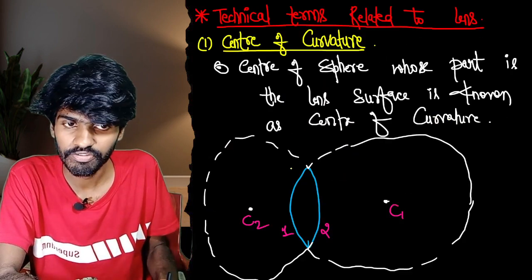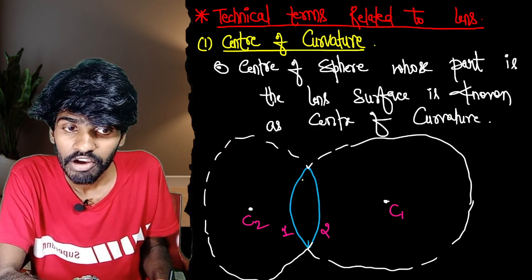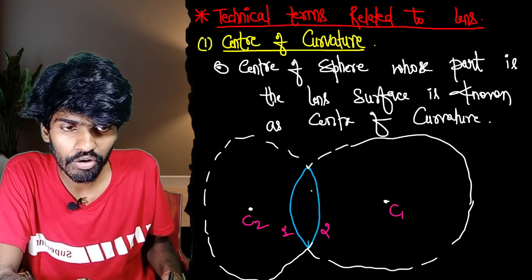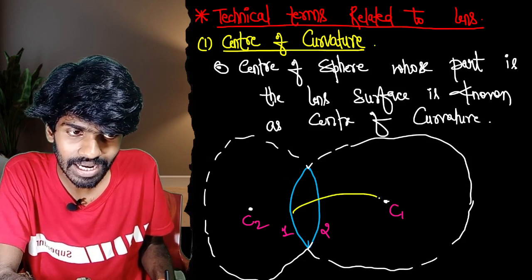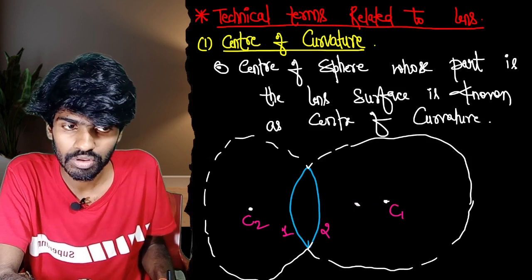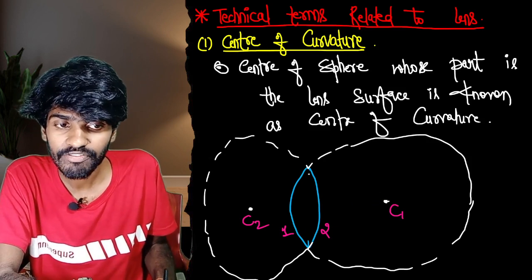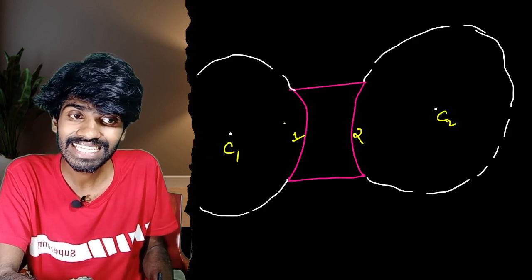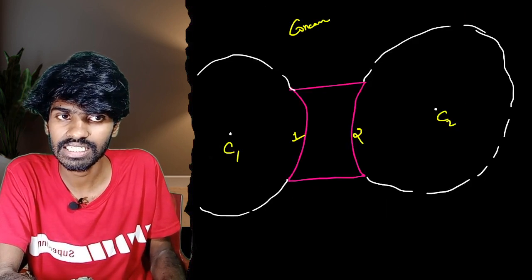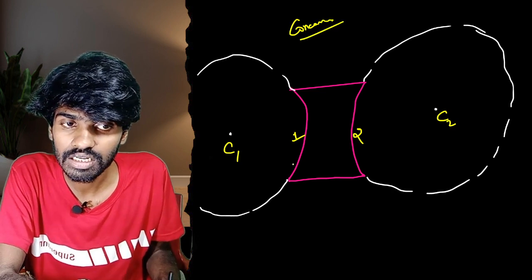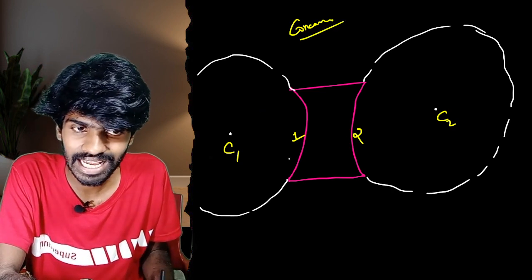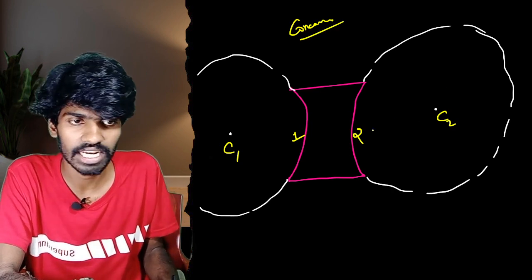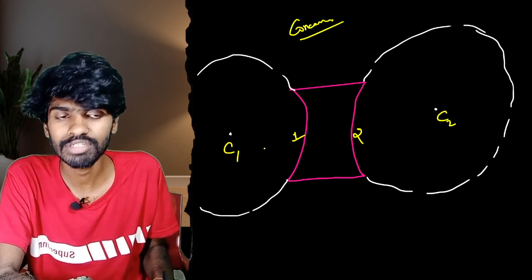This is exactly opposite to the case of convex lens. In a convex lens, for the first surface the center lies to the right of the lens, and for the second surface the center of curvature is toward the left. But for a concave lens the analysis is just opposite. For the first surface the center of curvature lies in the left, and for the second surface it lies in the right direction. Okay, so this is about center of curvature.